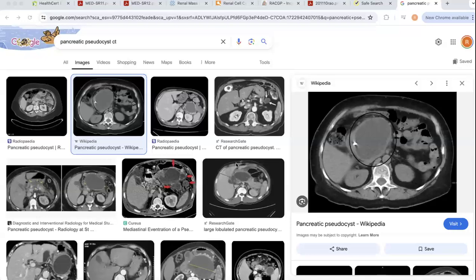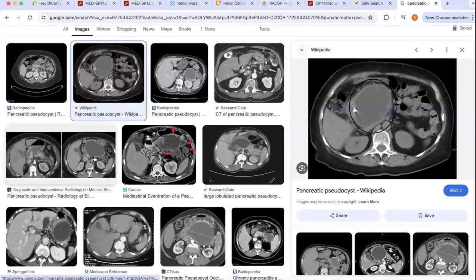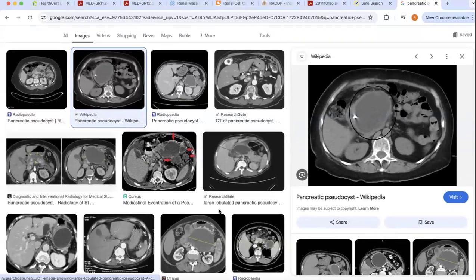So pancreatic pseudocyst is a complication of pancreatitis. It can be a complication of acute pancreatitis or chronic pancreatitis. So it's usually a very big cyst in the middle of the scan. So if you see that this is the liver and these are some of the loops of bowel, that's the kidneys. In the middle, that's how a pseudocyst will look.